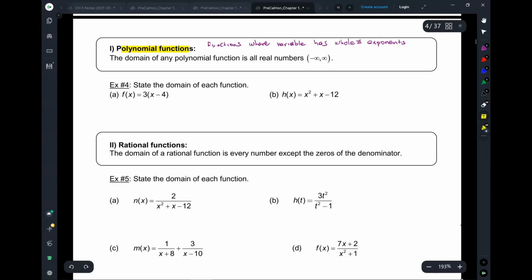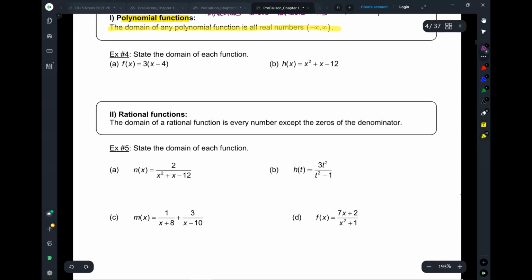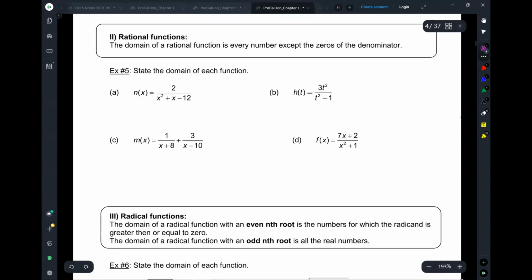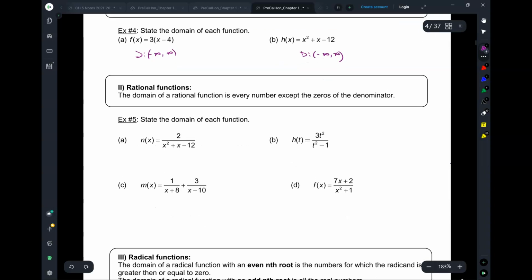That's it. Okay? So take a look. This is a polynomial function. Any value of x works in this equation. So the domain is all real numbers. Same with that one. The domain is all real numbers. Okay. Yeah, real quick. I want you guys to use this notation.